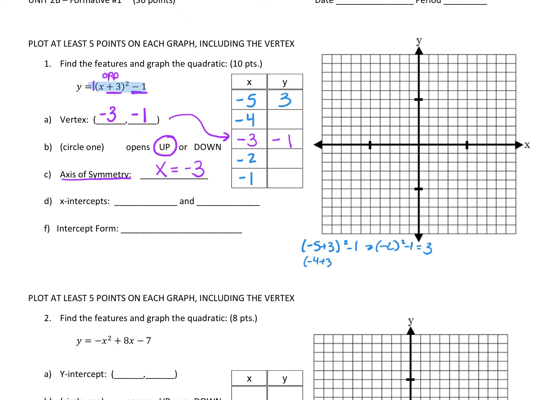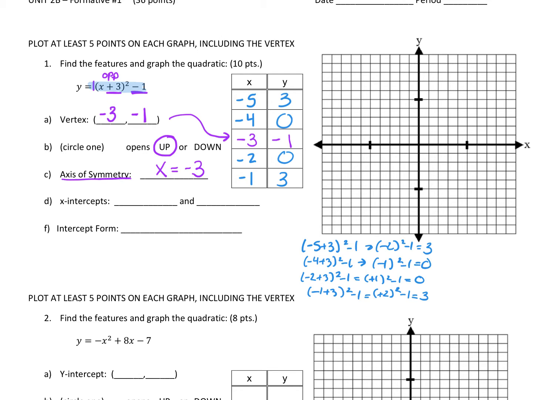Negative 4 plus 3 squared minus 1 would be negative 1 squared minus 1, which would be 0. Negative 2 plus 3 squared minus 1 would be positive 1 squared minus 1, which would be 0. And then negative 1 plus 3 squared minus 1 would be positive 2 squared minus 1, which would be 3. So now I can plot those points.